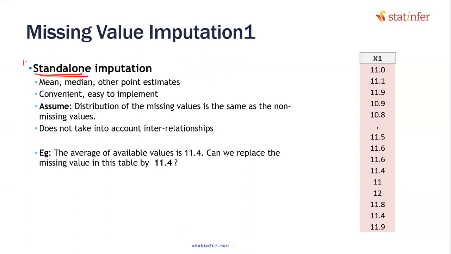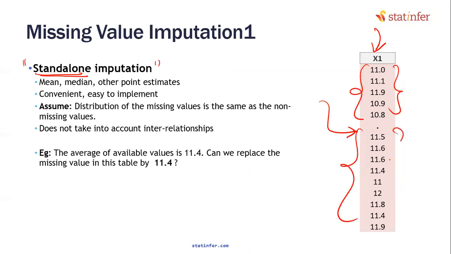So what is this standalone imputation? You take this single variable and find the mean or median of all the values, and then fill this value that is missing. Standalone imputation. Now you need to be careful. When will you do this? You know, there is a rule for it. Let me give you a counter example.